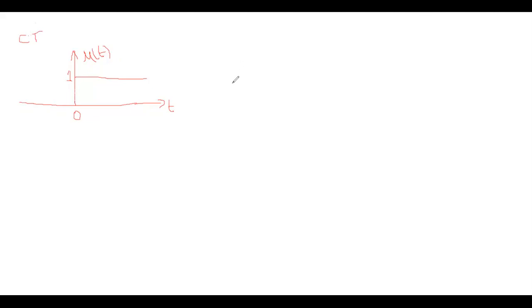Now, shifting with one sample. If I take mu of t minus 1, it means it is shifted one sample ahead and the characteristic starts like this. Here the magnitude is 1. Here also the magnitude is 1. The x-axis is the same, t.